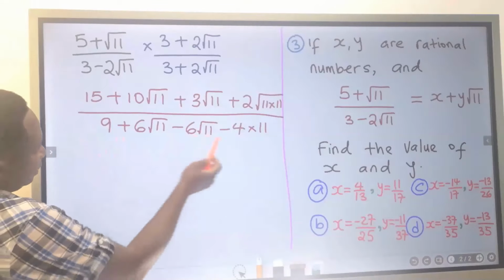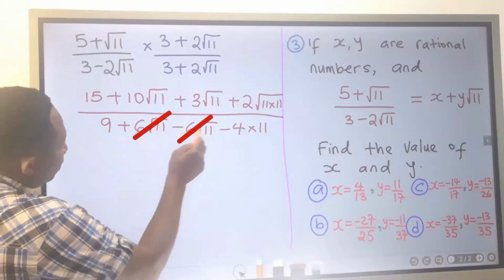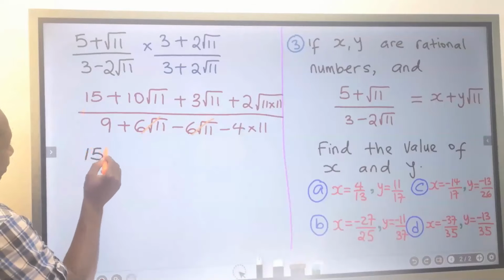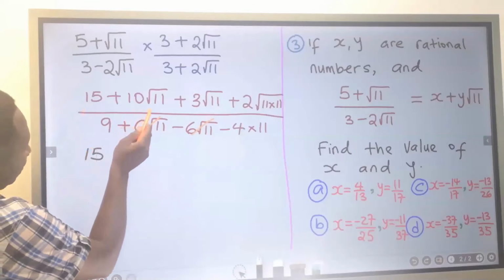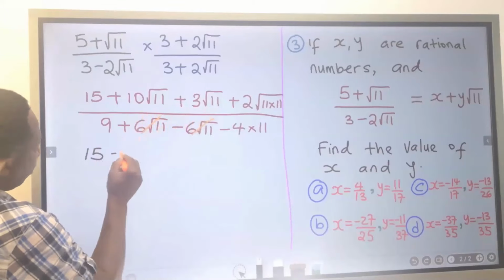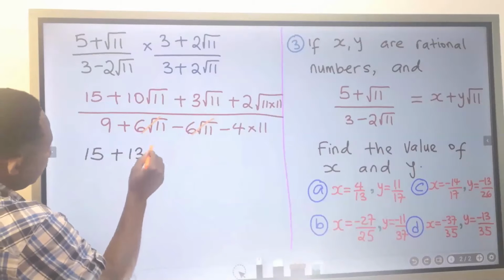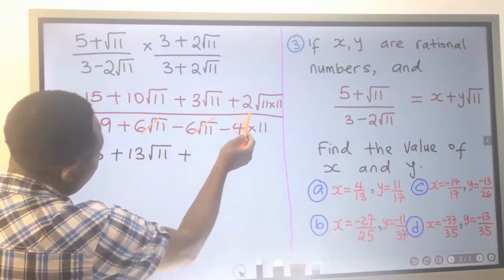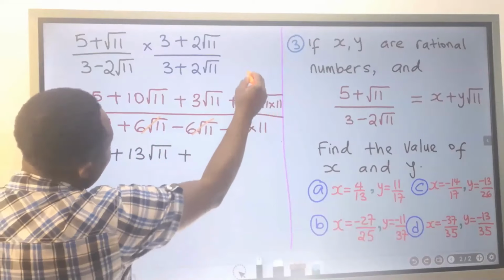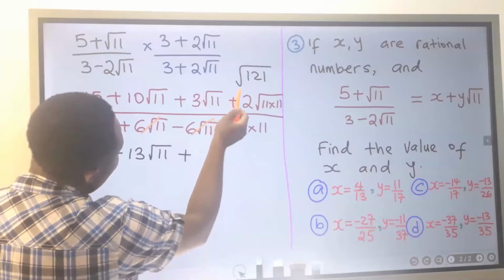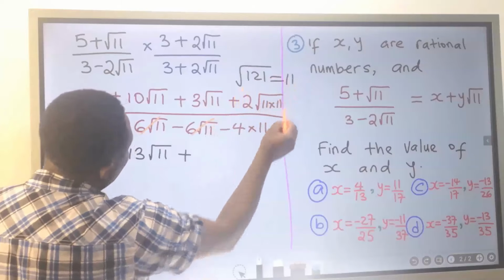Next, at the denominator, this will cancel this. Here we have 15. This is 10 root 11 and this is 3 root 11. Together we're going to have 13 root 11 plus 2. This is 11 inside the square root. The square root of 11 is 11.